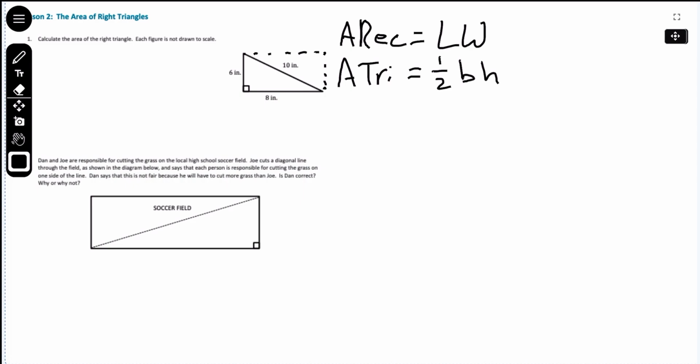If you think about it, that's exactly what this right triangle is. This is half of a rectangle and this is half of a rectangle. So we just do the length times the width of the rectangle. We would take 8 and 6 just like it was a regular rectangle, and then we just half it. That's how you find the area of a triangle.